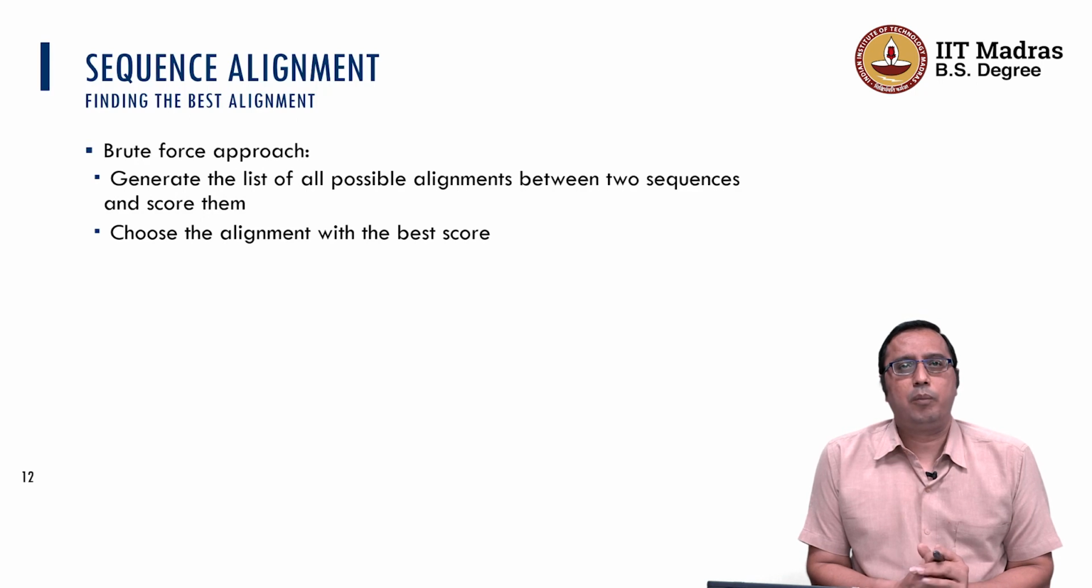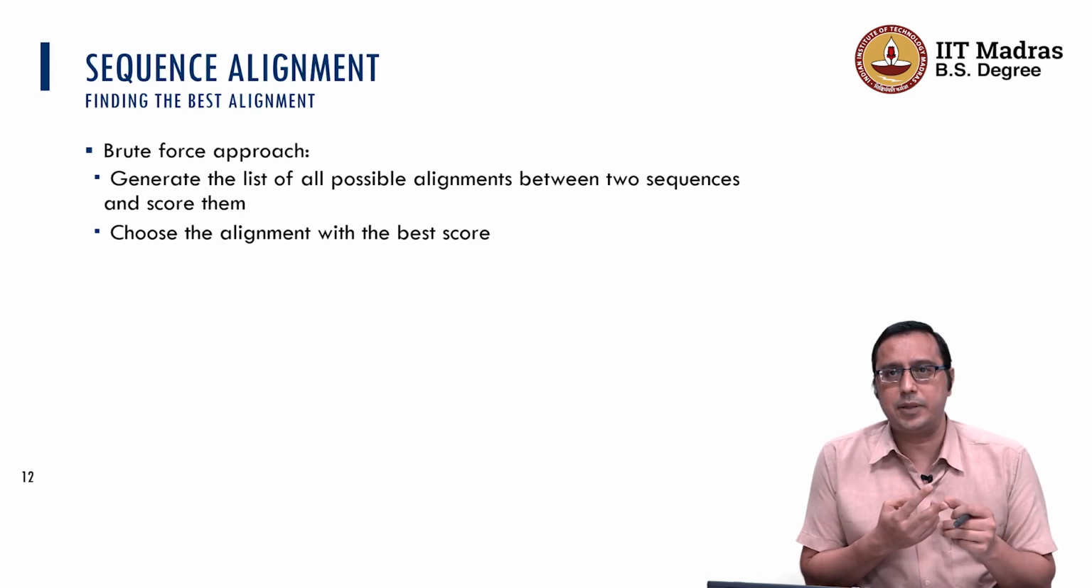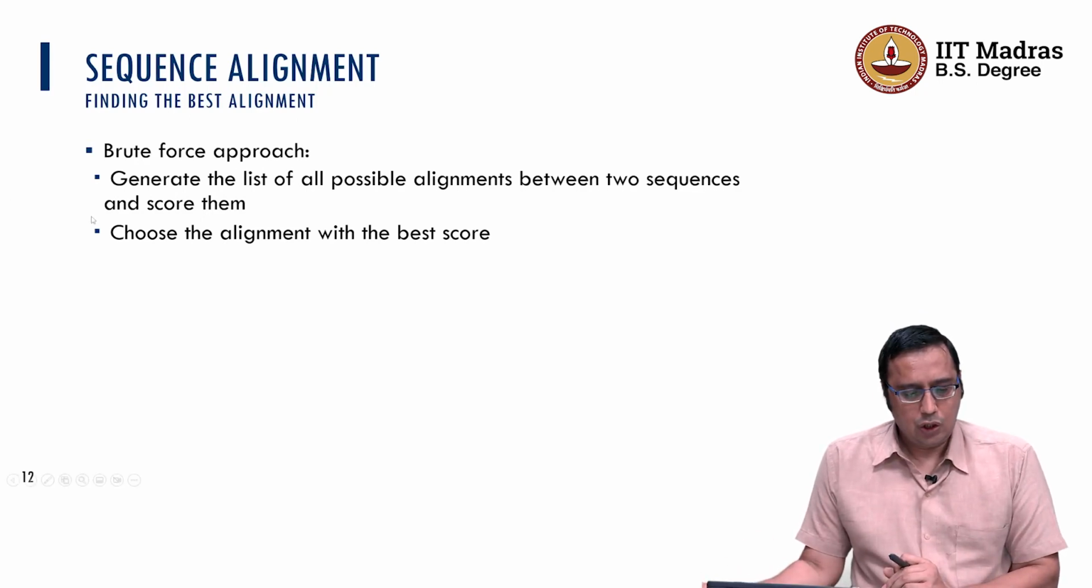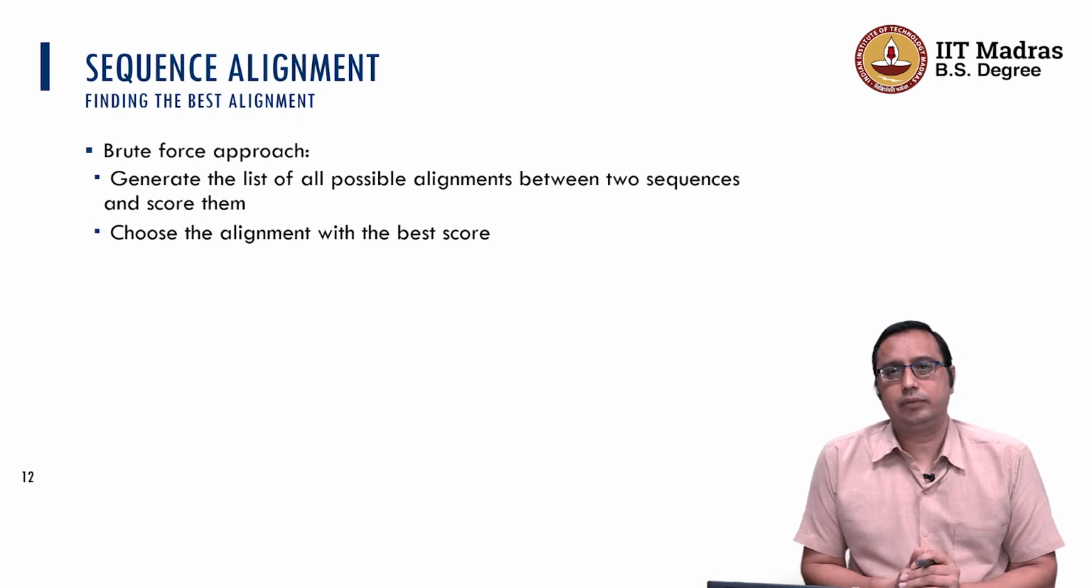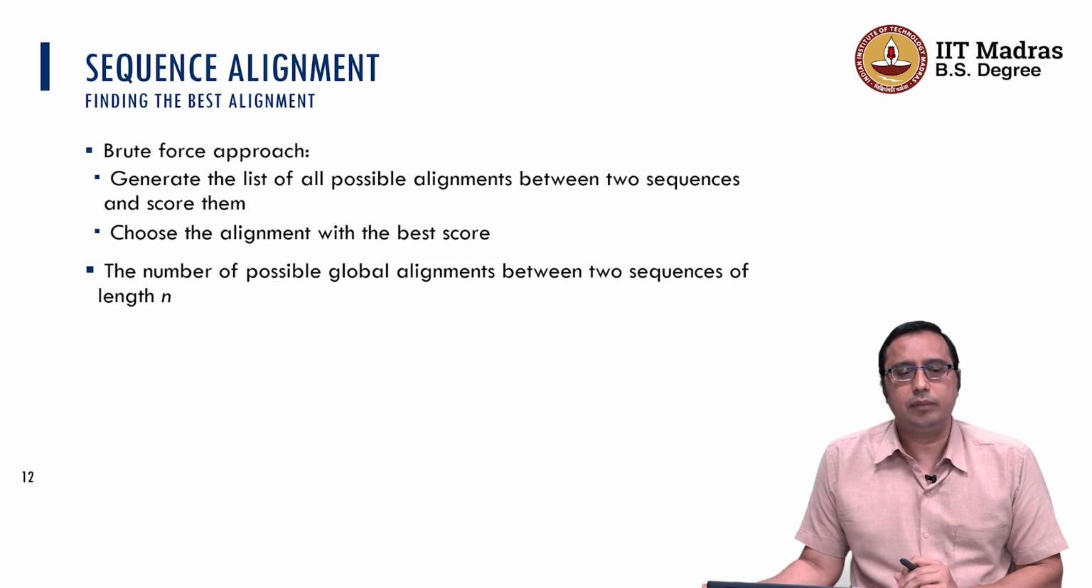One way is the brute force approach. Generate the list of all possible alignments between two sequences and score them accordingly, as we have discussed earlier, score for match, mismatch, and the gap, preferably an affine gap penalty. Choose the alignment with the best score. Okay, straightforward and easy, but there are some issues.